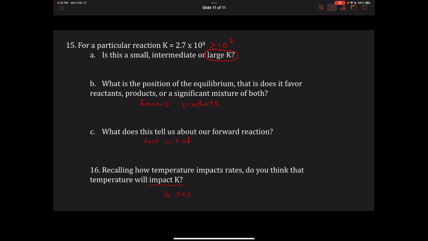So with these Ks, we need to be able to take balanced equations and write equilibrium expressions. We need to be able to manipulate Ks for related reactions. We need to be able to look at the size of a K and indicate what that tells us about our equilibrium. What does our equilibrium look like? Is it more reactants? Is it more products? Or is it comparable values? As we move on to other videos, we'll look at actually calculating K and using K to get information about our equilibrium.